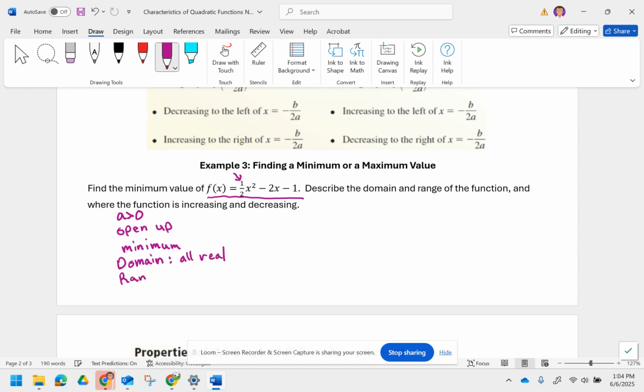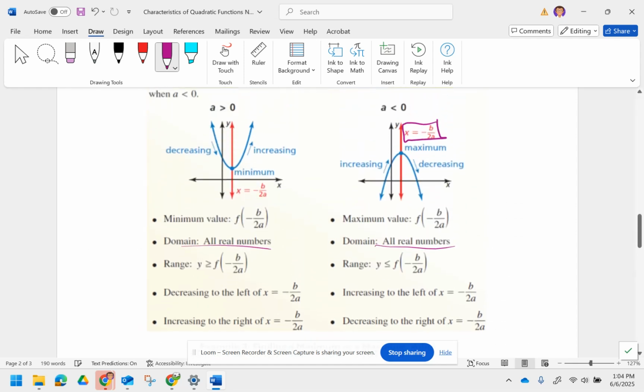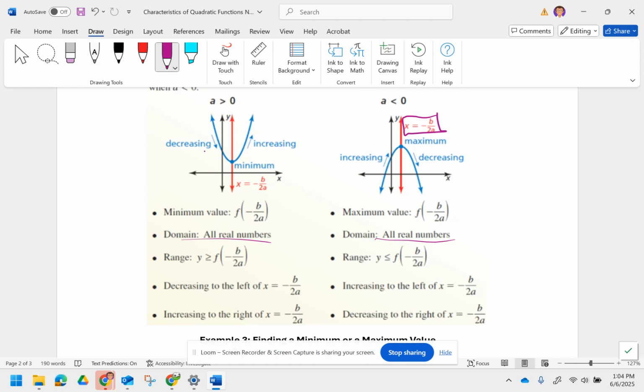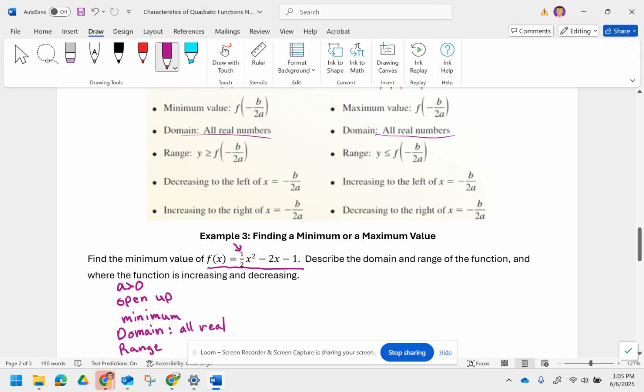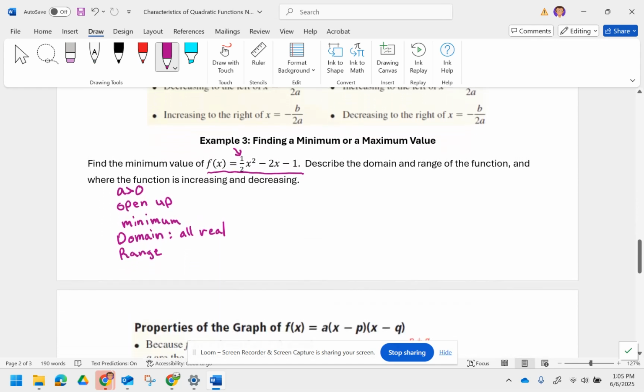Range gets a bit trickier. So range is all the possible y values. Now notice here with range of this one that opens up, it is all the values bigger than the minimum. So we need to know what number is the minimum to be able to say what the range is. When it goes downwards, it's all the y values that are less than that minimum value. So now in order to proceed with this problem, we got to figure out where our axis of symmetry is and then find that minimum value that we have. So let's do that now.